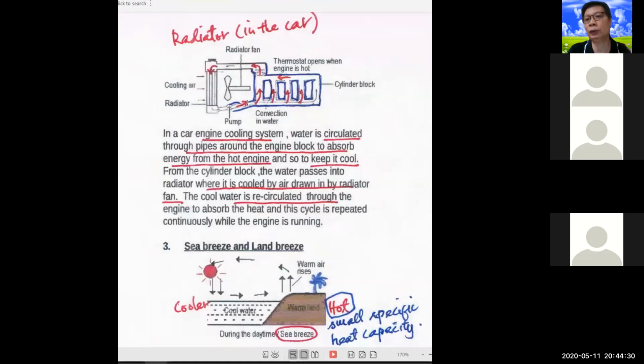Once again, why choose water? Okay, the reason is water has large specific capacity. Large specific capacity means it can store the heat, and the temperature increases only a little bit. So it's very good at absorbing the heat. So we use water. Okay, hot water comes out here, goes here, then releases the heat here.